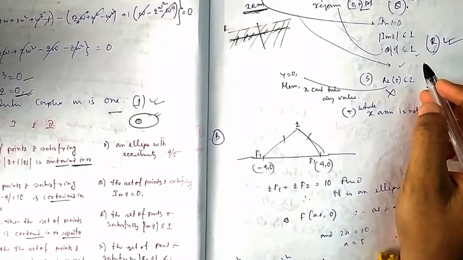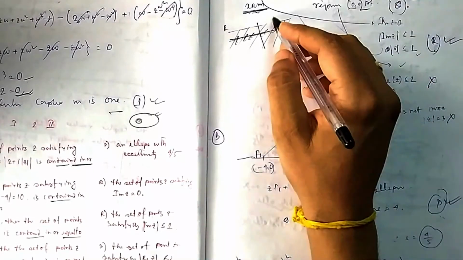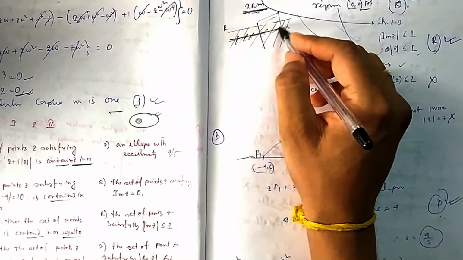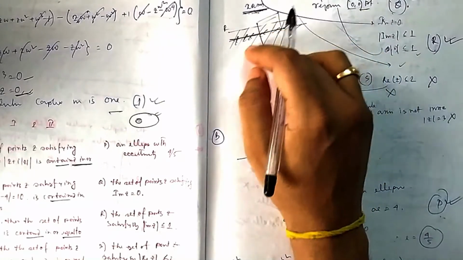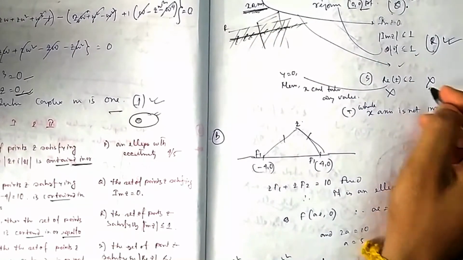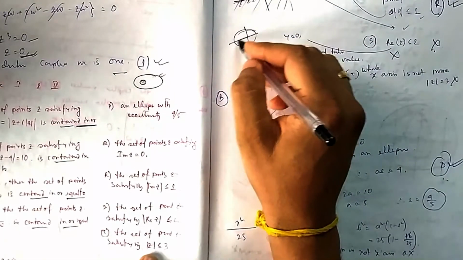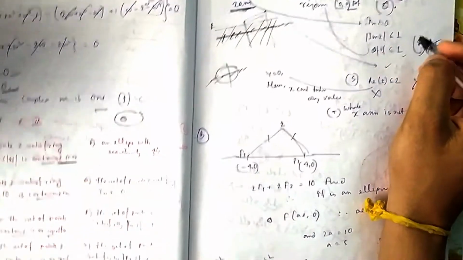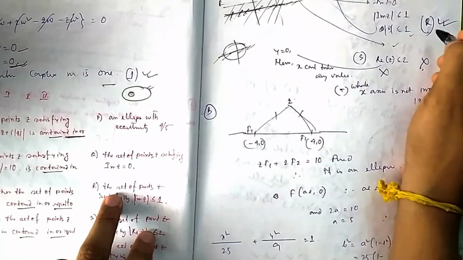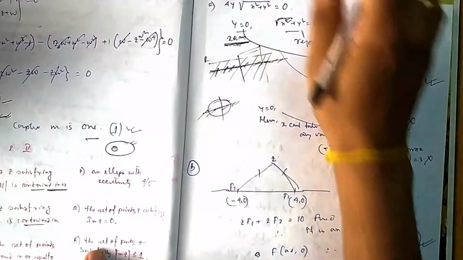The set of z satisfying real z is less than 2. That is not satisfying, because real z less than 2 means the entire x-axis is not inside this area. So that will not be the answer. The set of points satisfying the circle, again it will not, because the entire x-axis is not inside the circle. So the answer will be Q, which is exactly the same, and R, which is also containing that area. So that's why it will be R also.